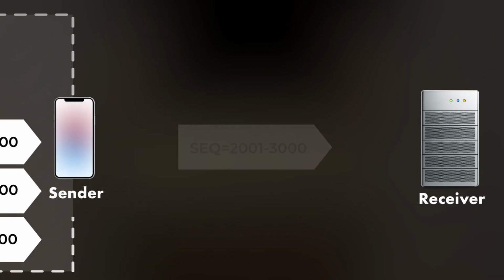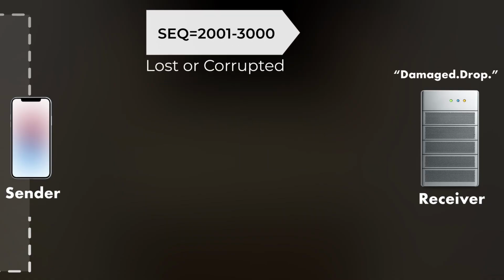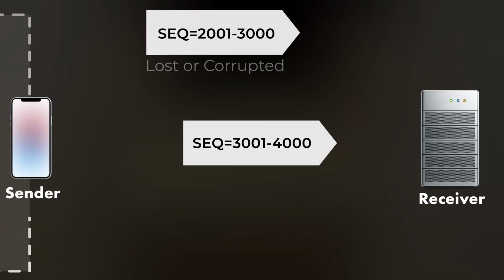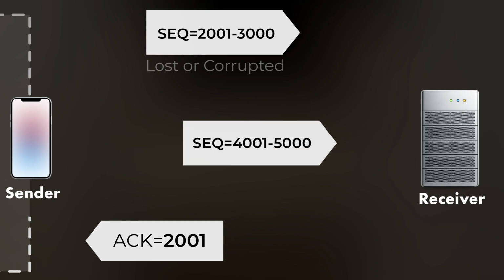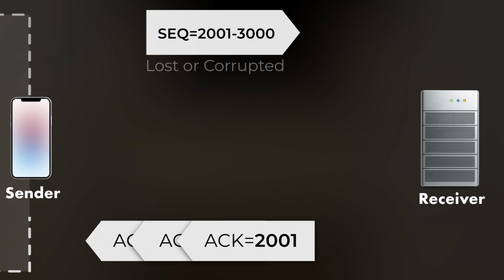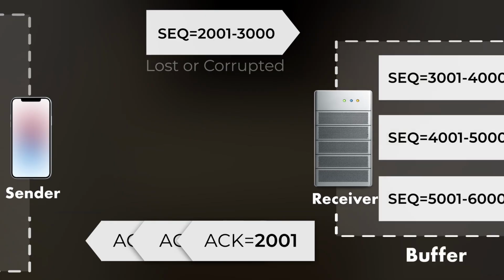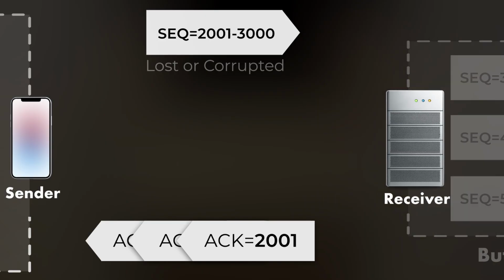Now, if the segment 2001 to 3000 gets lost or corrupted along the way, even if the later ones, 3001 to 4000, 4001 to 5000, and 5001 to 6000, arrive early at the receiver, it will keep replying with ACK equals 2001. Those early segments won't be delivered to the application just yet. They'll wait in the receiver's buffer until the missing piece shows up.